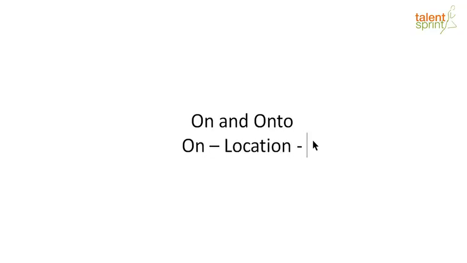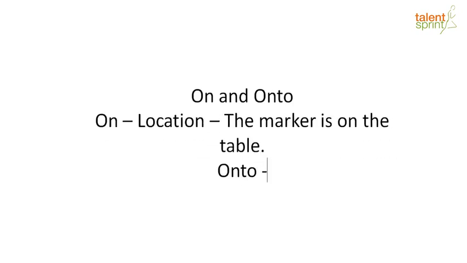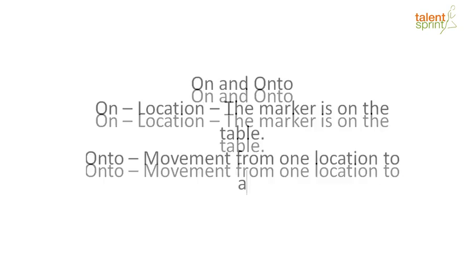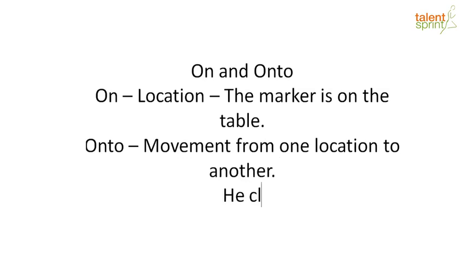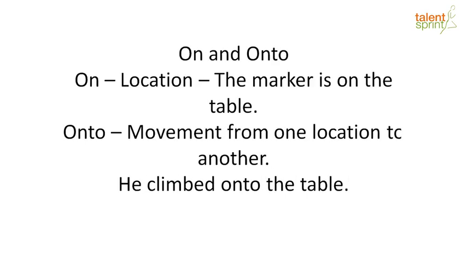What I'm trying to convey there is some sort of a movement from one location to another, right? There is a movement from one place to another. So that's pretty much the difference between on and onto. Let's put that in context. So these example sentences clearly bring to us the difference between on and onto in terms of meaning.